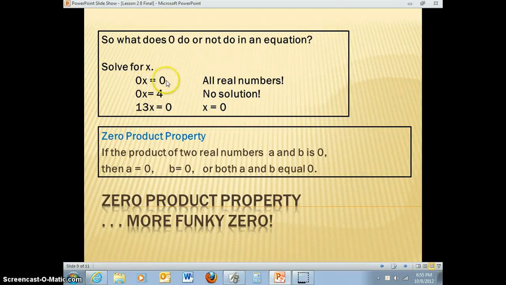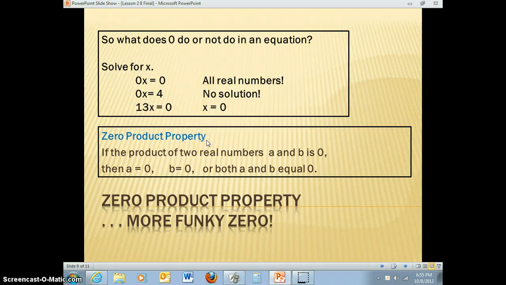If a and c are 0, anything works for b. A times b equals c. Nothing's working there. Okay? And then a times b equals 0. I can put any number in for a, as long as I put 0 in for b, I'll get 0. Okay, so you know what this is about?